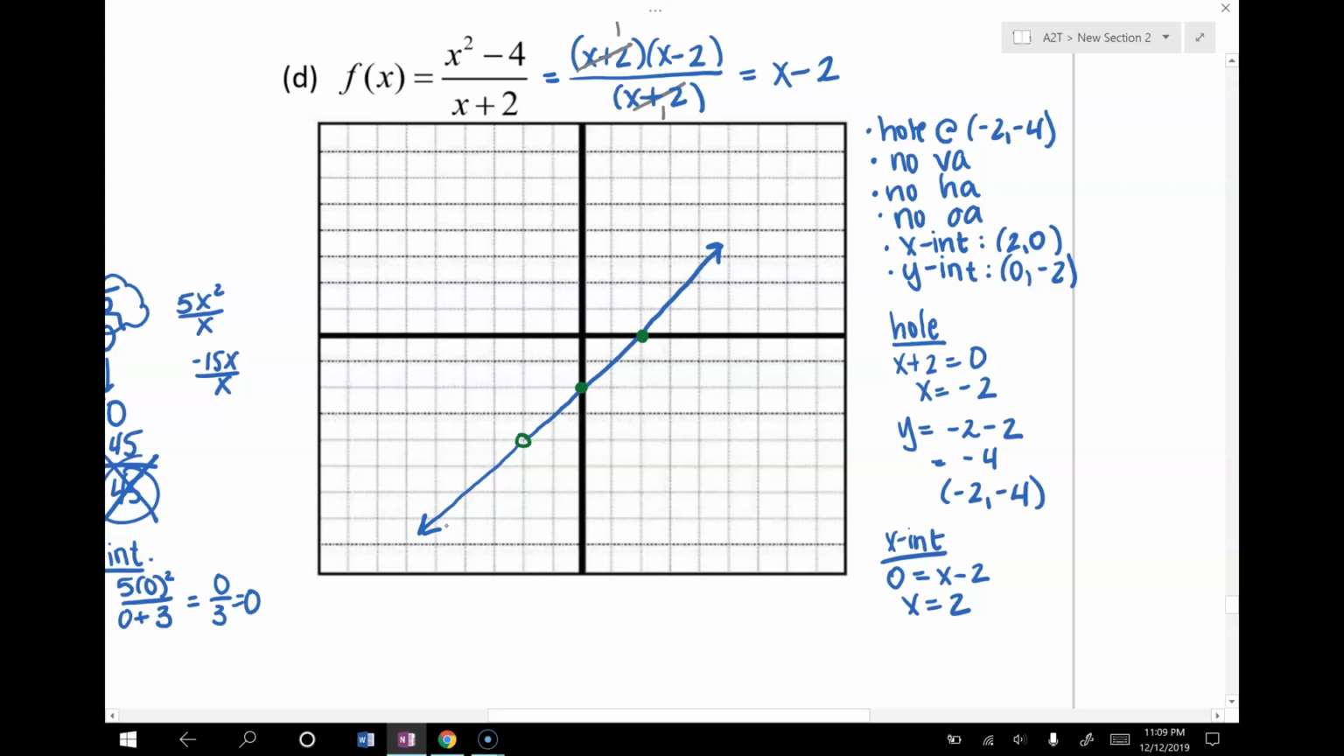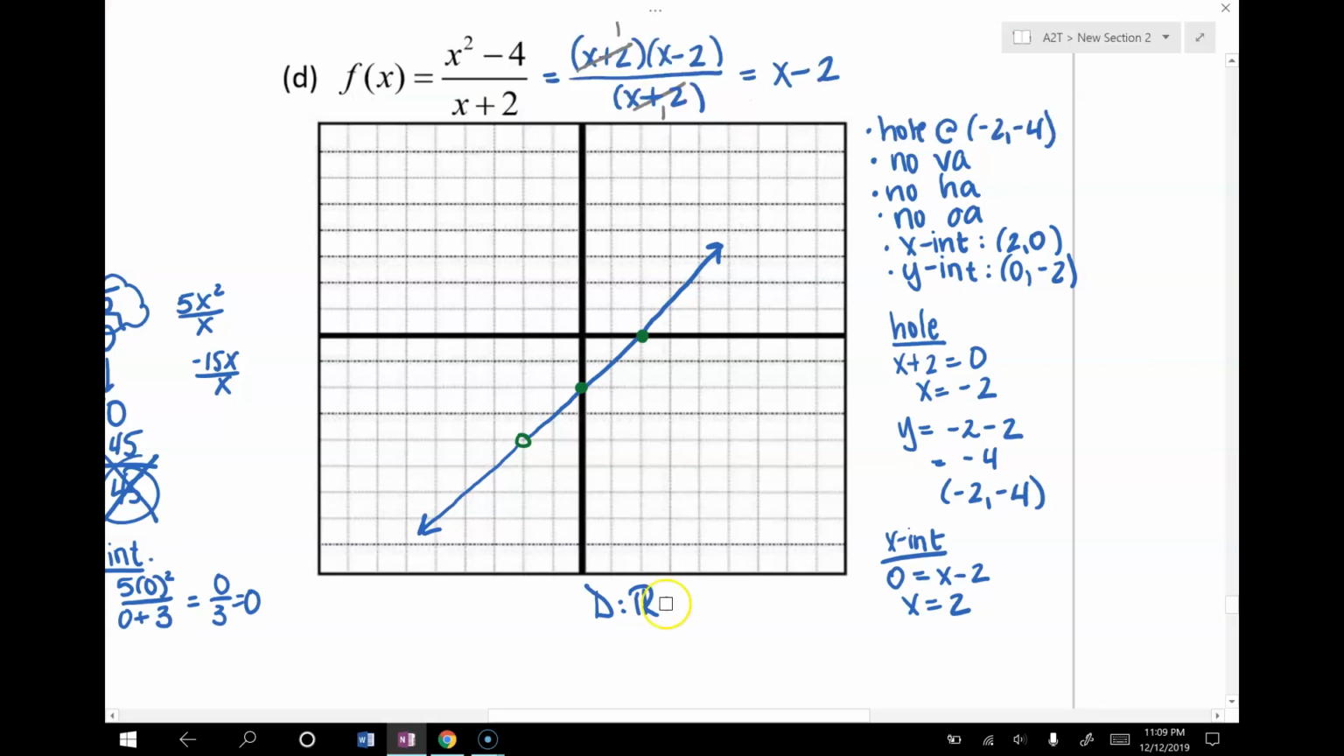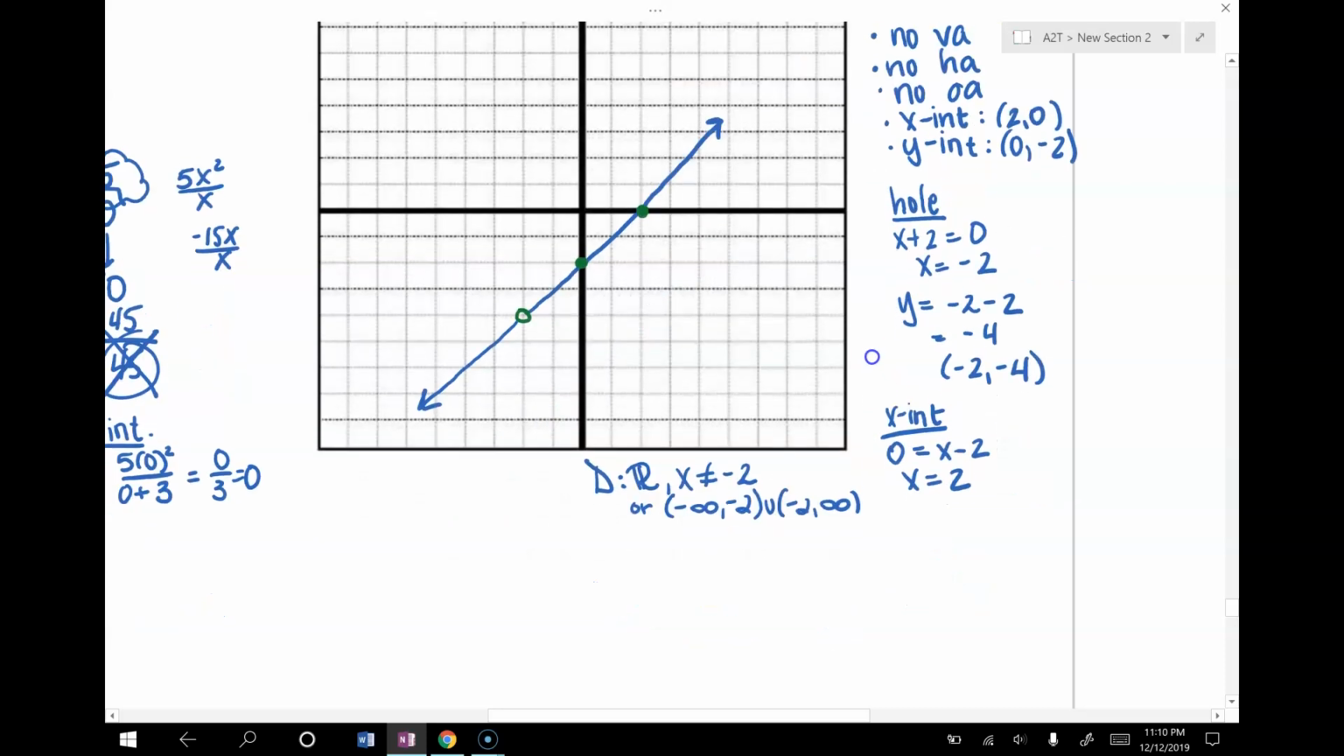Sorry. All right, domain and range. All real numbers, because, oh, it's not. Those of you that caught that, good. It's not all real numbers because there is a hole. A hole is a removable discontinuity. So we're going to say all real numbers, x can't equal negative 2. Be careful. We think linear functions, super easy. I've been graphing these since I started algebra. But now we're throwing in holes. So it's a little bit more to think about.